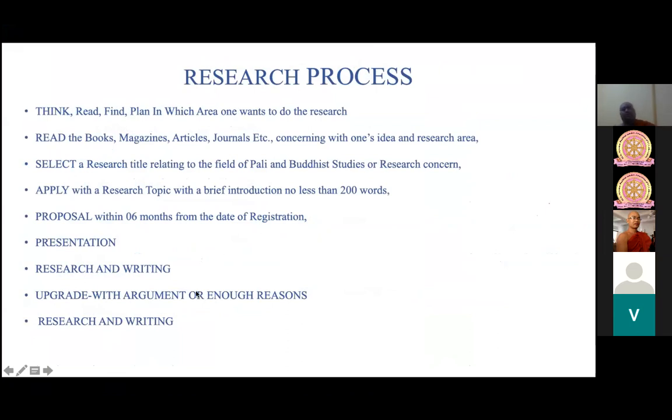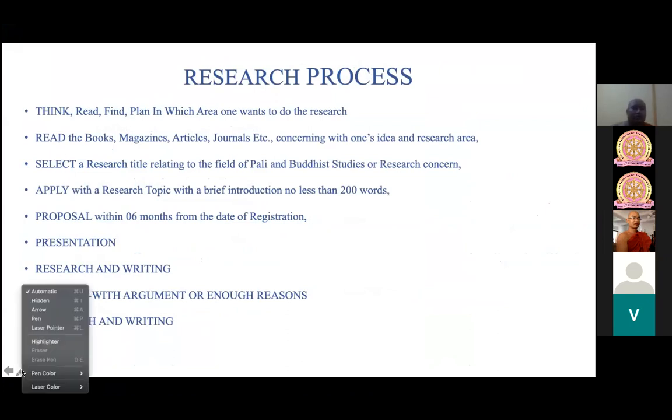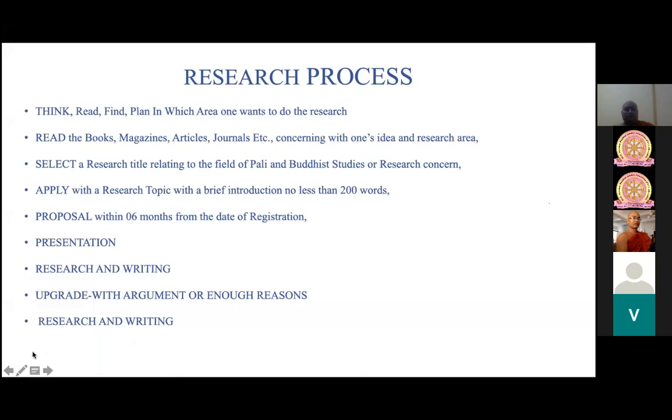And then find the area, and then find the title. Then plan in which area you want to do the research. Then read the books, not only books but magazines, articles, journals, etc. Many things. You will get the idea about your research concerning your research area. And then select a research title relating to the field of Pali and Buddhist study.